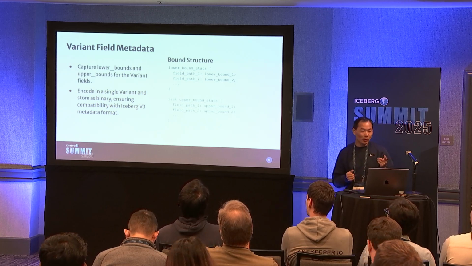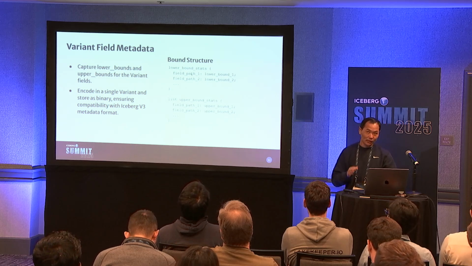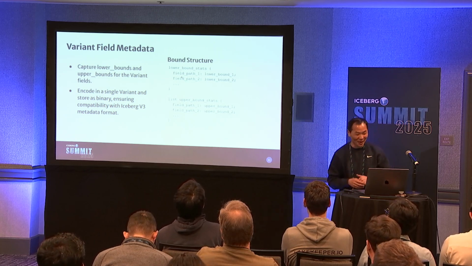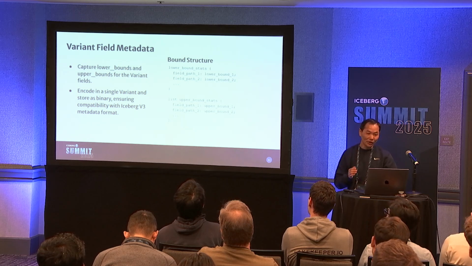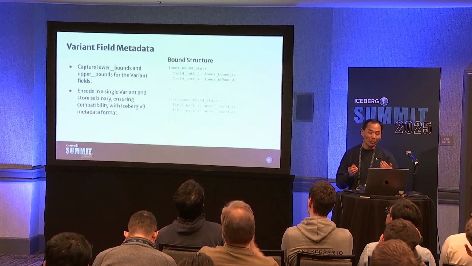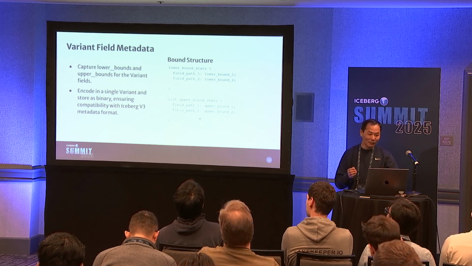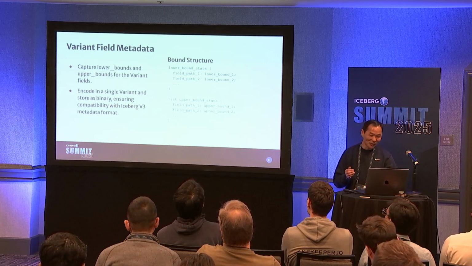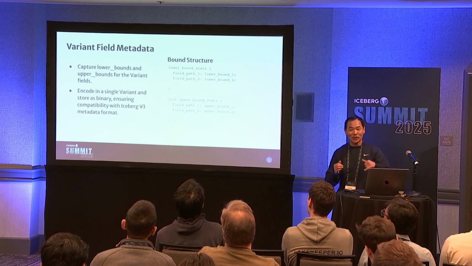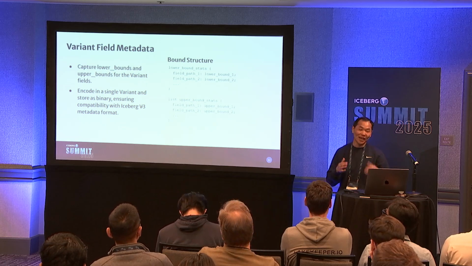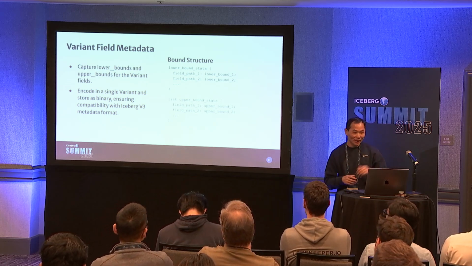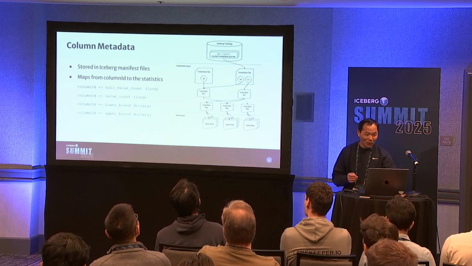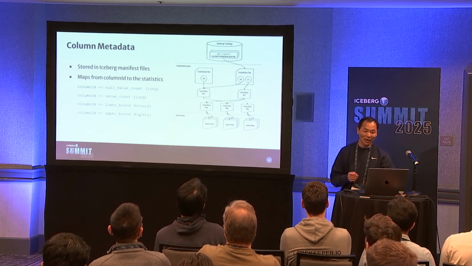So what we are trying to propose is, for subcolumns, actually we call them fields. Snowflake calls them subcolumns, but we call them fields. For each field, we're going to collect a lower bound and an upper bound, save them in a variant, and then encode it as binary. That is to make it compatible with the Iceberg v3 metadata format, because, as you can see, we use binary for lower bound and upper bound.